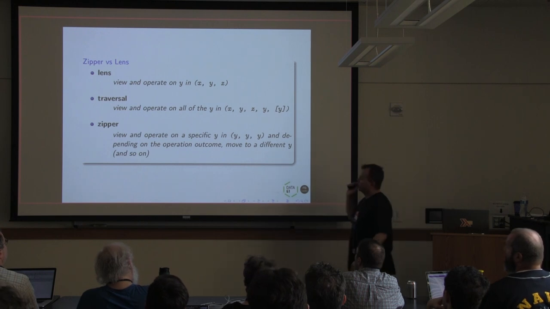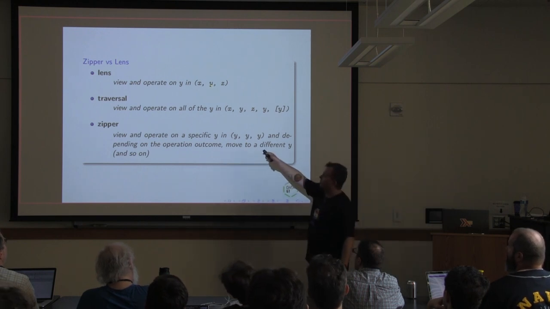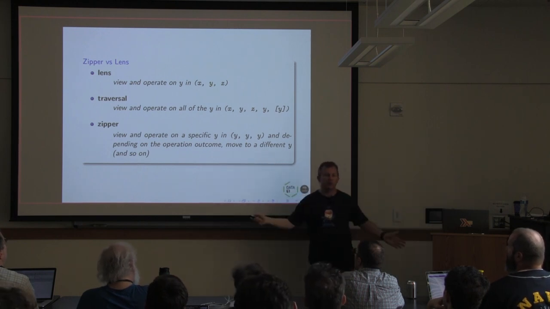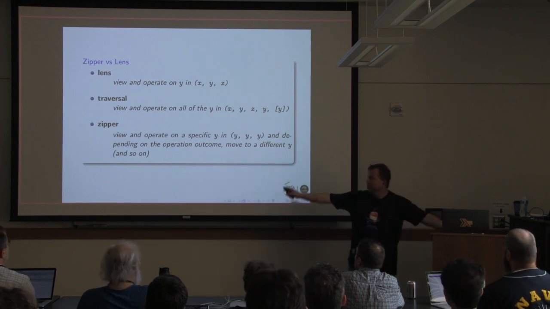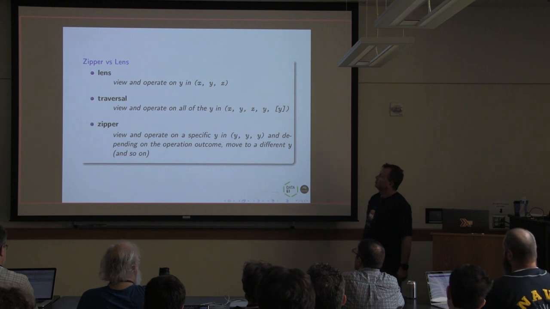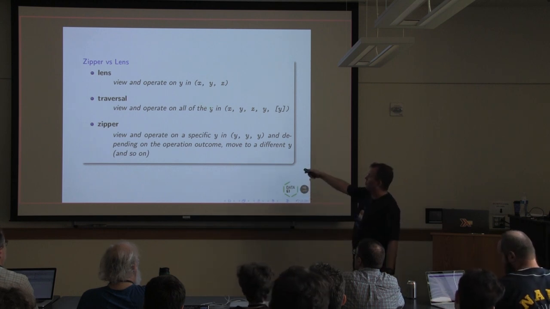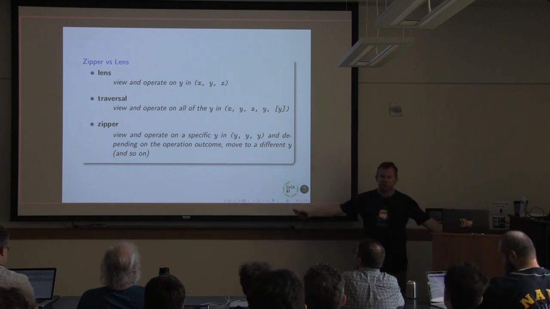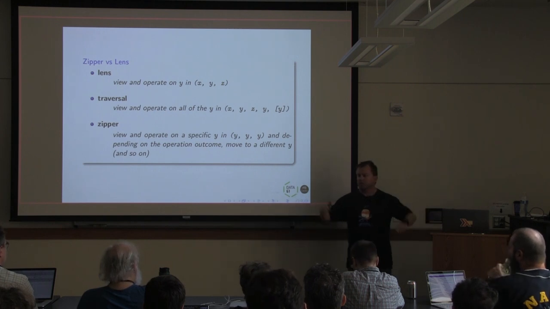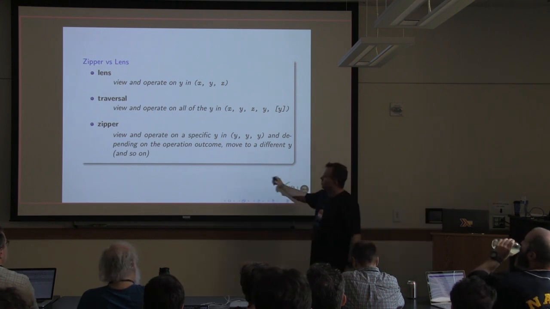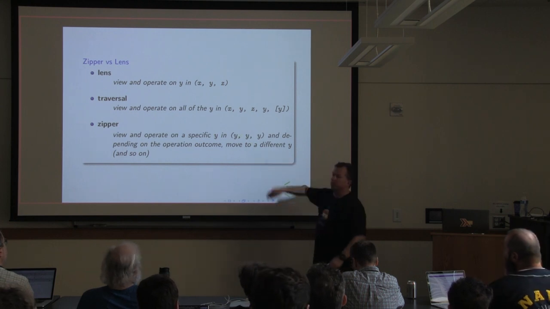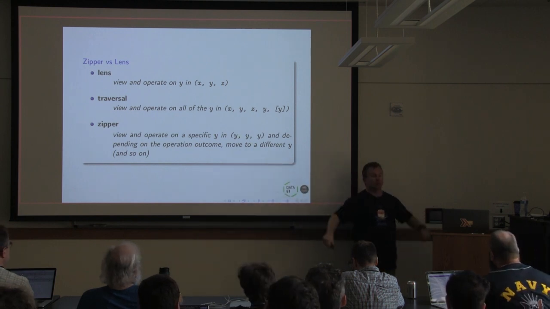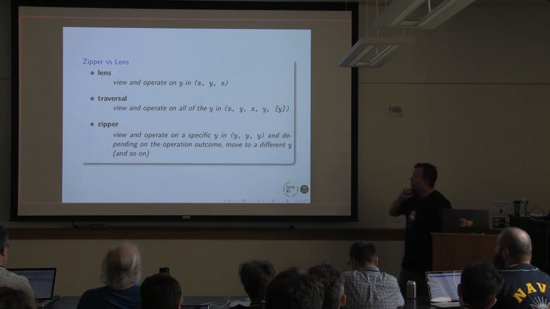So for example, we can view and operate on one thing inside this structure, which is the Y. We get no context about the Y. We don't know what's either side, we don't know about the X and the Z on the side there. A traversal is zero to many Ys within there, but we still get no context. We don't know anything about what happens on either side of those Ys. Whereas a zipper, as we go through here, we get the full context as we're moving through it. We can look at either side of us.